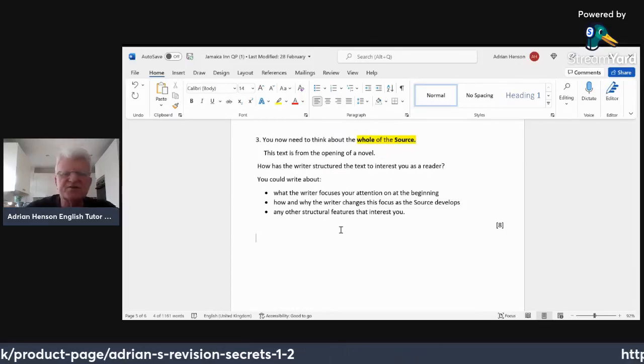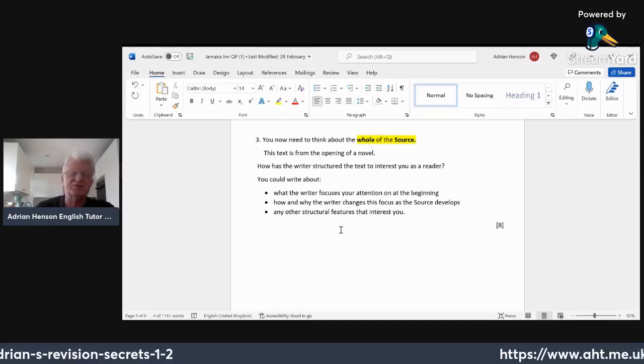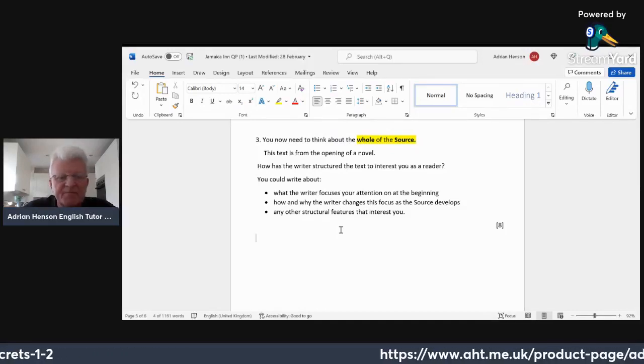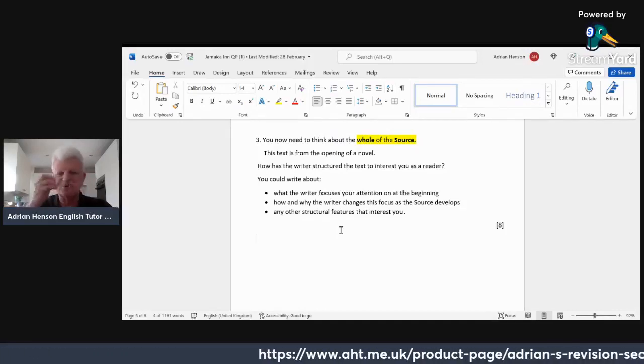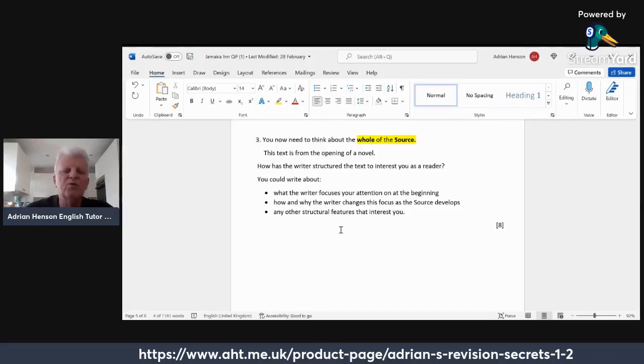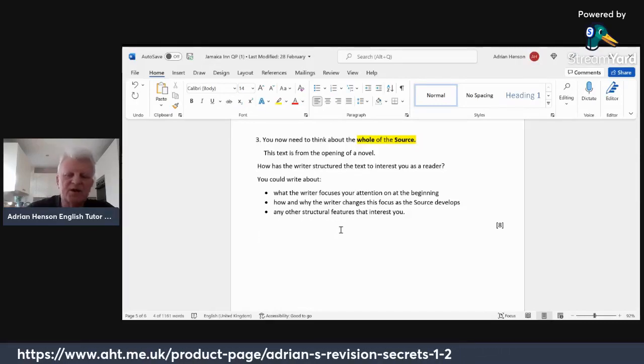So this text is from the opening of a novel. We know that the novel is by Daphne du Maurier at this point. And this is a generic question. It's the same question all the way through the AQA Language Paper 1.